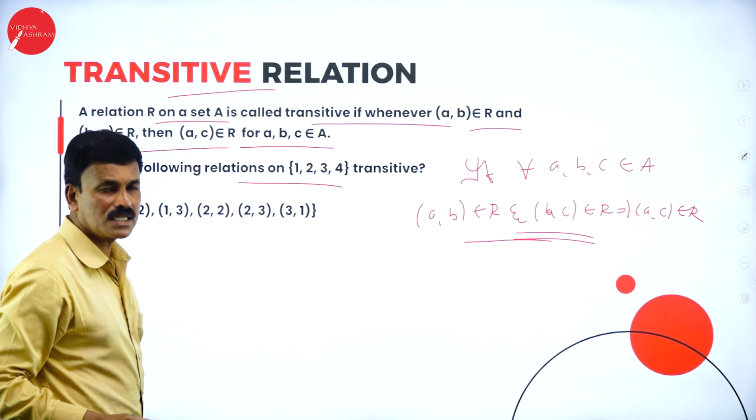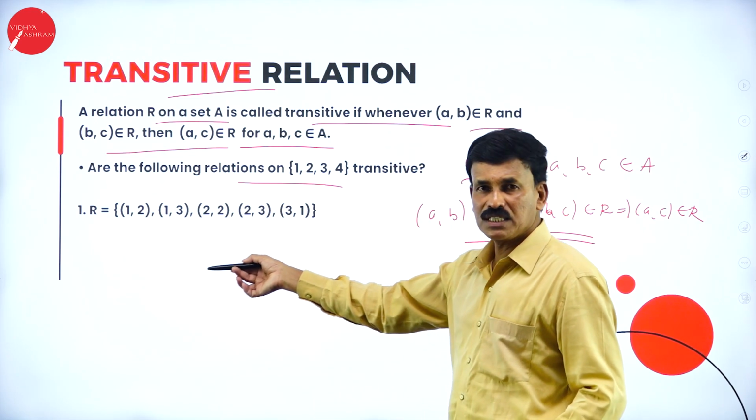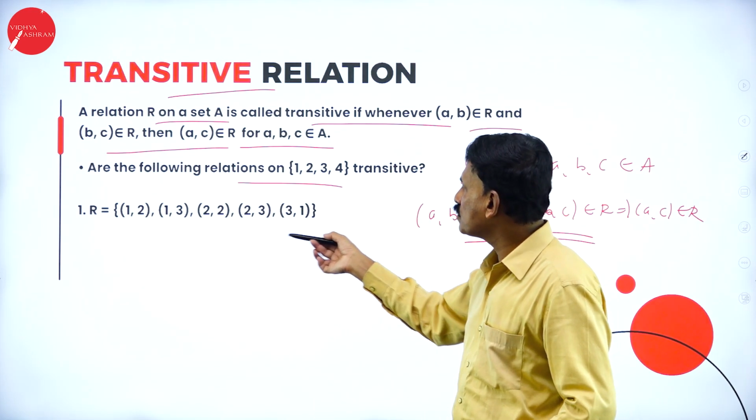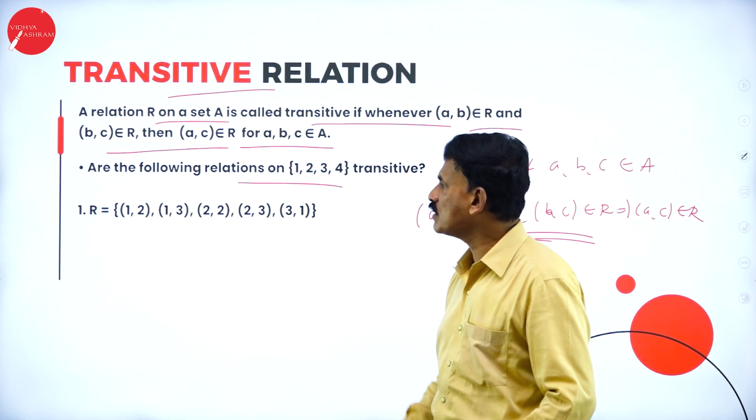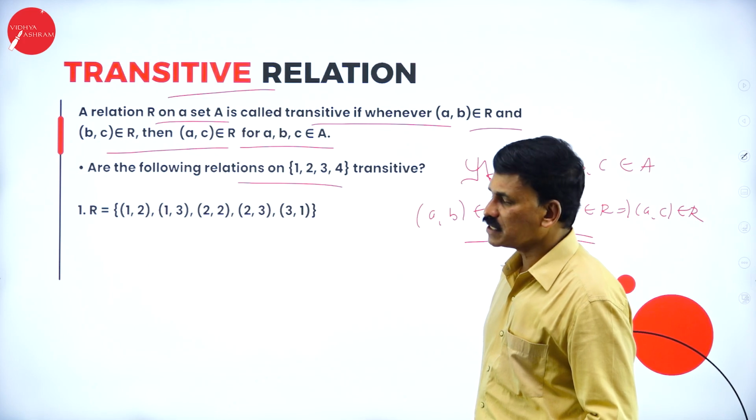Let us consider an example. If A = {1, 2, 3, 4}, check whether the given relation R is transitive or not. What is given? R = {(1,2), (1,3), (2,2), (2,3), (3,4)}.